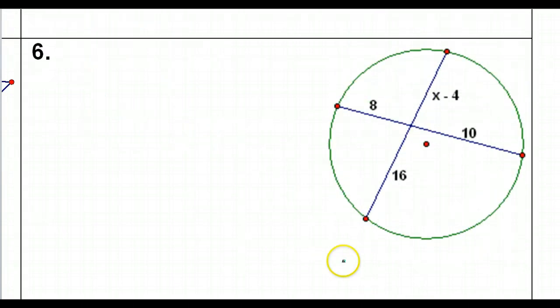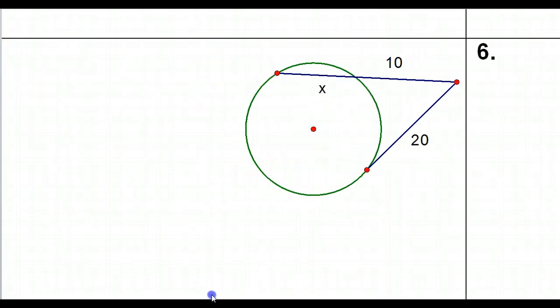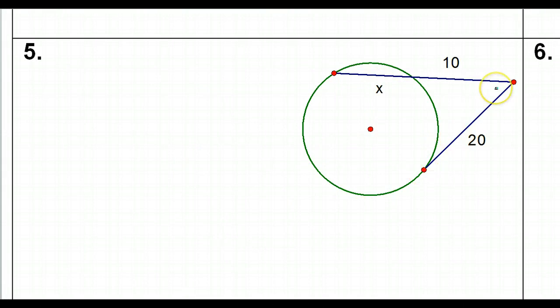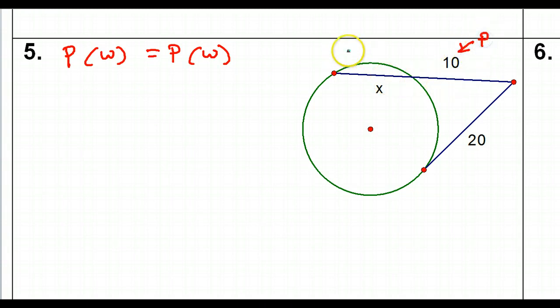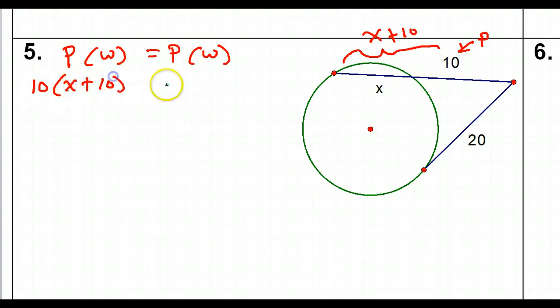All right, let's hunt down number 5 and see what's what. Okay, this one again is outside the circle. So we're going to go back to our part times whole equals part times whole paradigm. Now up here is very clear that 10 is the part in this situation, and x plus 10 would be the whole. Okay, so part times whole. So I'm going to do 10 times x plus 10, part times whole.